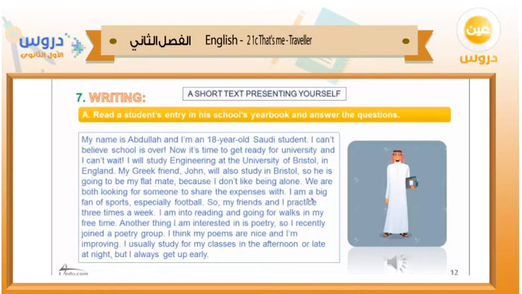I am a big fan of sports, especially football, so my friends and I practice 3 times a week. I am into reading and going for walks in my free time. Another thing I am interested in is poetry, so I recently joined a poetry group. I think my poems are nice, and I'm improving. I usually study for my classes in the afternoon or late at night, but I always get up early.